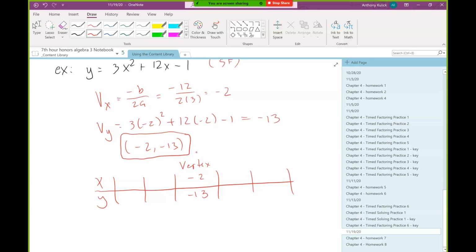If I want points to the left of the vertex, I'm just going to pick some x values that are less than the x-coordinate of the vertex. If I want points right of the vertex, I'm just going to pick some x values that are bigger than the x-coordinate of the vertex. Any x's that are bigger or smaller than that are fine, but don't make your life harder than it needs to be. Pick numbers that are convenient to work with. I just picked the next whole numbers in a row.